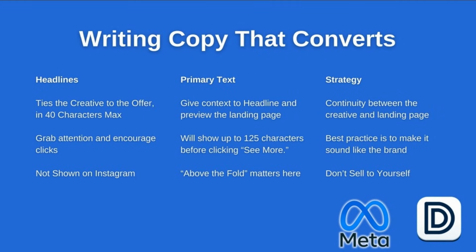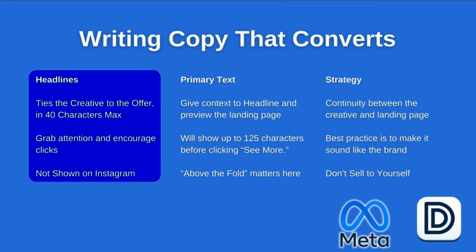Next, we need to get into writing copy that converts. And this really breaks down to 3 things that we need to understand. First off, there's the ad headline. The ad headline ties the creative to the offer. It's important to know that 80% of what stops the scroll is the creative. The eye then immediately goes to the headline. And you need to do this in 40 characters or less. The purpose of a headline is to grab attention and encourage clicks.